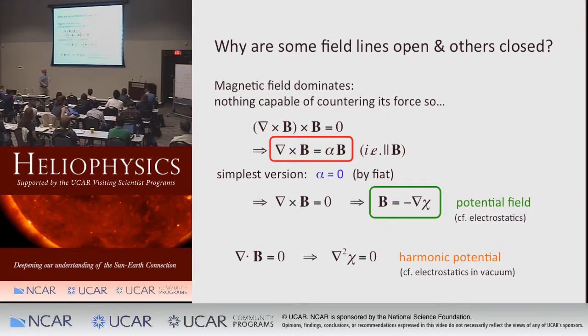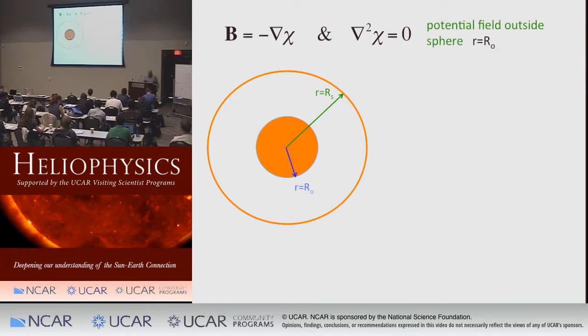A bit of nomenclature comes out of the way physicists like to think of scalars as potential, call them potentials, and I'm taking the gradient of a potential to get my magnetic field. Of course, my magnetic field has to be divergence-free. Saw this before. So this potential has to have zero Laplacian. It's harmonic. We go back to this idea that we can solve Laplace's equation, del squared chi equals zero, inside a sphere.